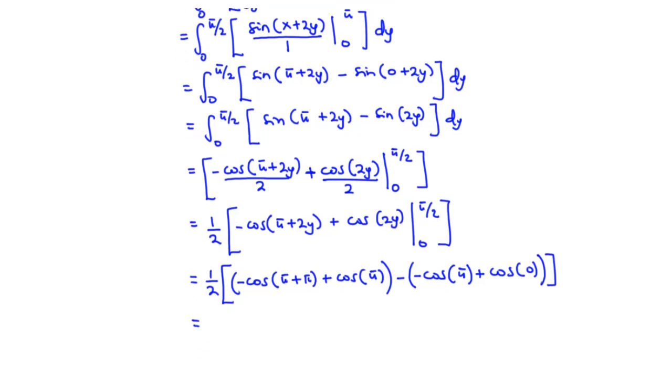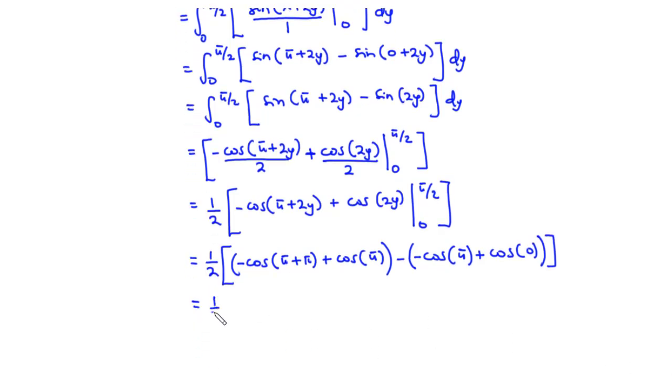Therefore, we have 1 over 2 on the outside. This becomes negative cos 2 pi, plus cos pi, minus negative cos pi, plus cos 0.